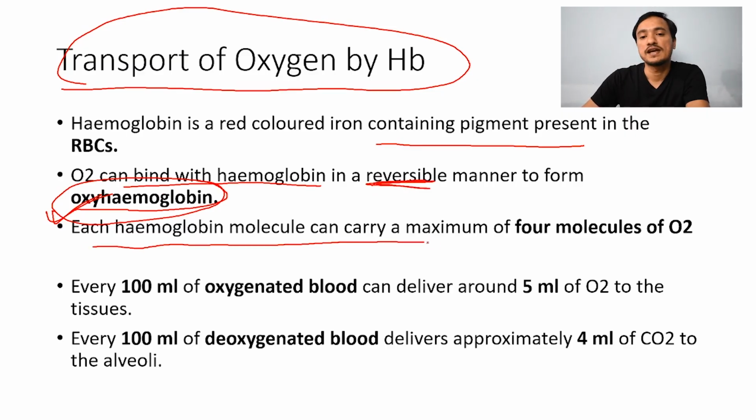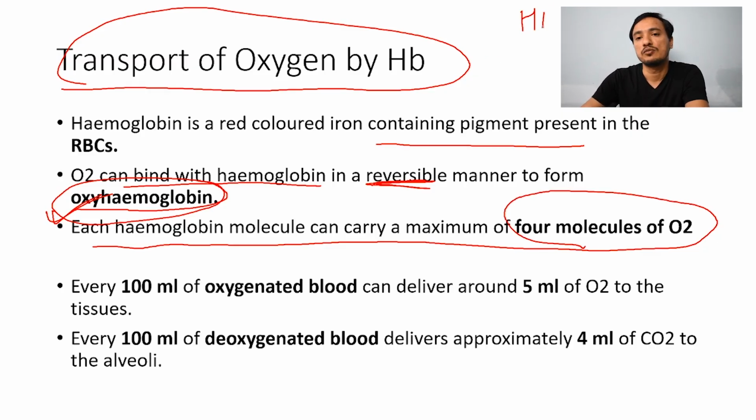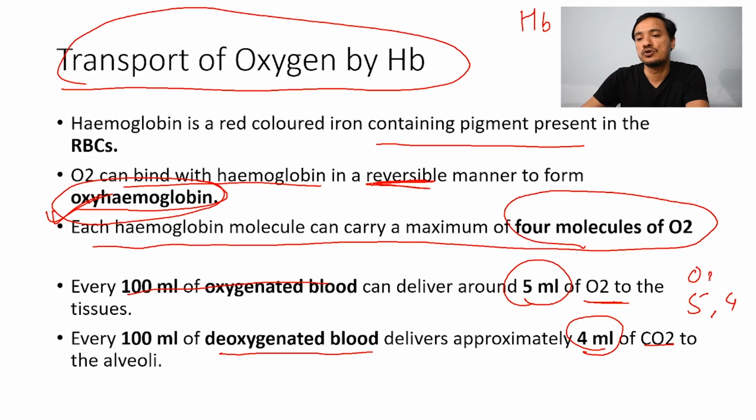Each hemoglobin molecule can carry a maximum of 4 molecules of O2. This is important to remember. Each hemoglobin can carry 4 molecules of O2. And there are two things. Every 100 ml of the oxygenated blood can deliver around 5 ml of O2, and every 100 ml of the deoxygenated blood delivers up to 4 ml of CO2. You just remember 5 and 4: 5 ml of O2 and 4 ml of CO2 for every 100 ml of oxygenated blood and deoxygenated blood respectively. 5 and 4.